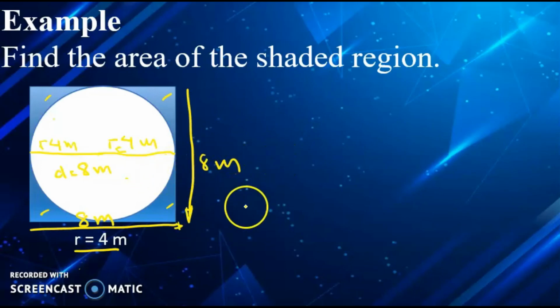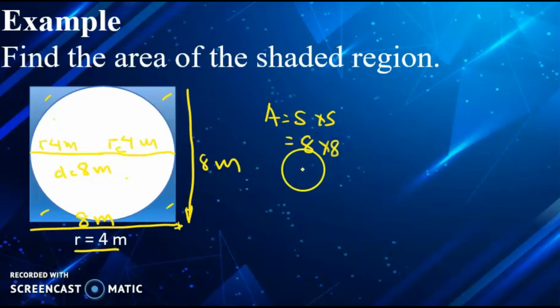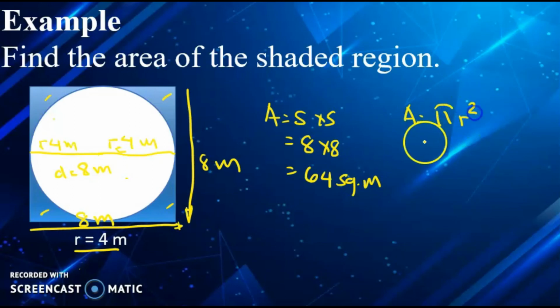Okay, solve natin yung square. So, area of square is equals to side times side. Area is equals to 8 times 8. So, that is equals to 64 square meter. So, after getting the total area of the square, kunin naman natin yung area ng circle. So, area of a circle is equals to pi times r squared.